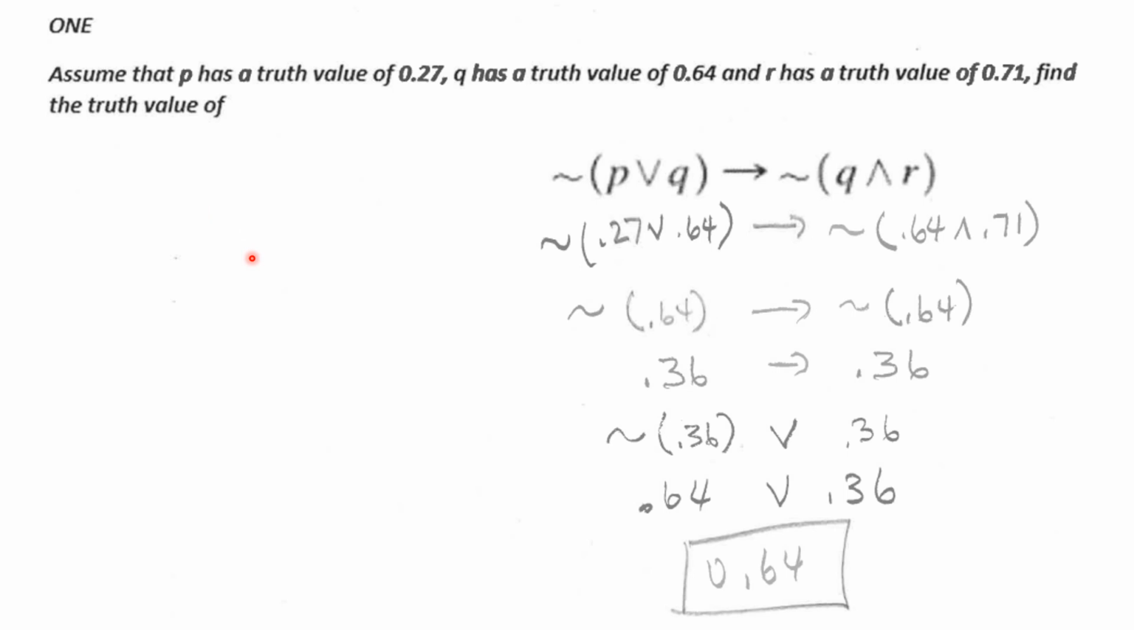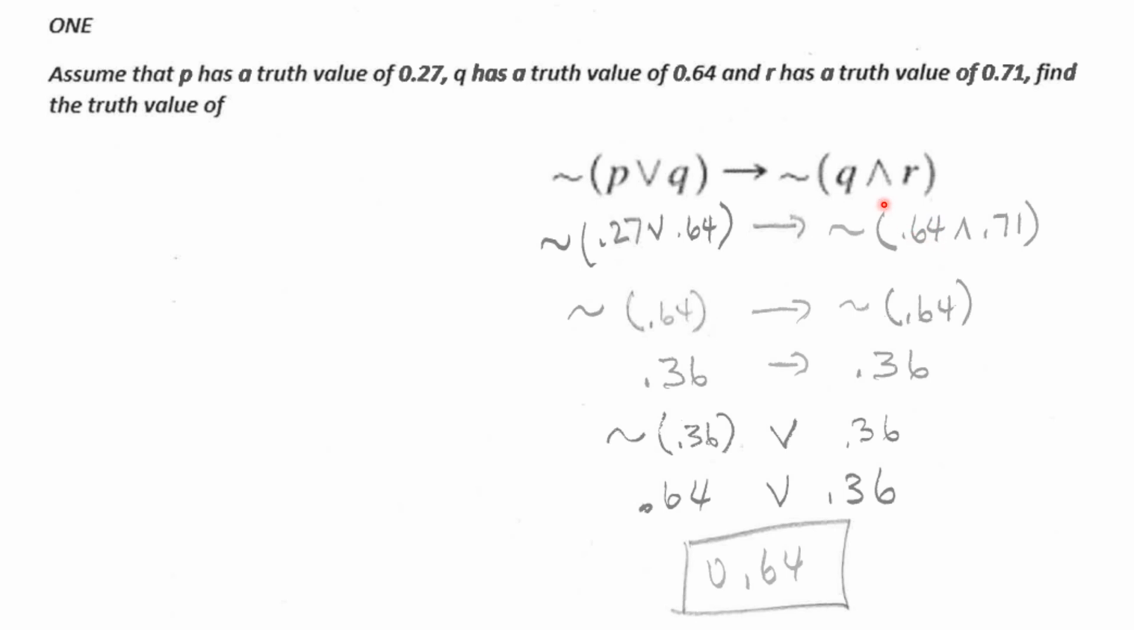Number 1 was a fuzzy logic problem. Assume that P has a truth value of 0.27, Q has a truth value of 0.64, and R has a truth value of 0.71. Find the truth value of this expression. Well, if you do the disjunction of those two, you take the larger of the two, so you get 0.64. If you negate that, you subtract it from 1, you get 0.36.